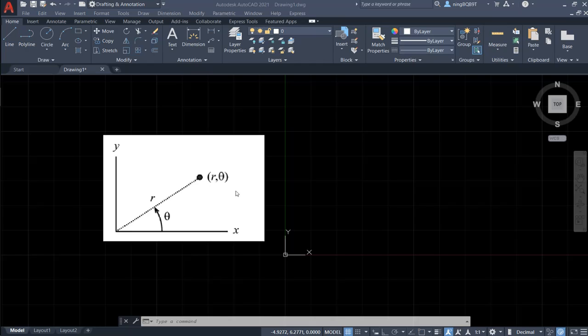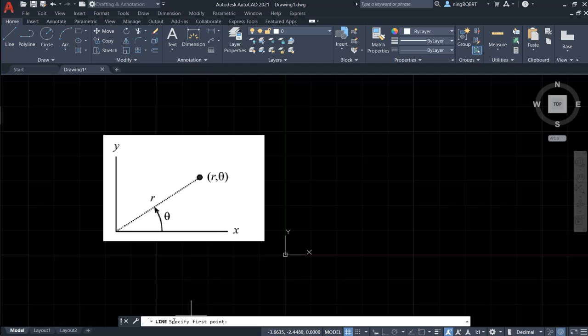So let's try to draw a line in the polar system. Say I want to draw a line from r equals 1, angle 25, to r equals 5, angle 25. So let's try to use the line command.